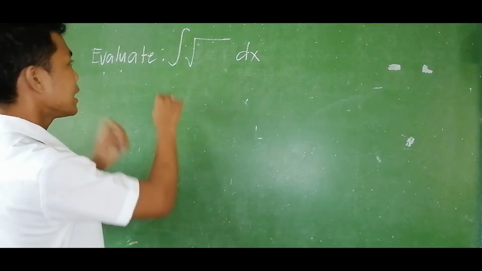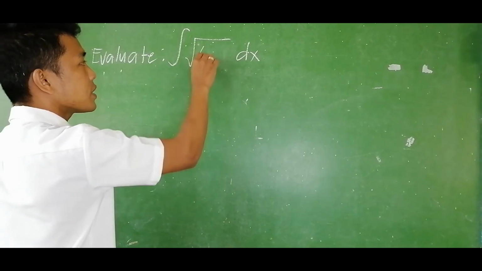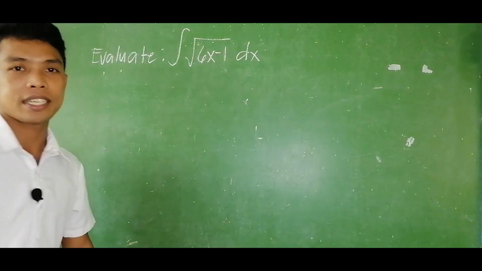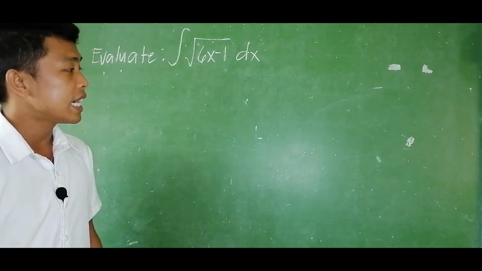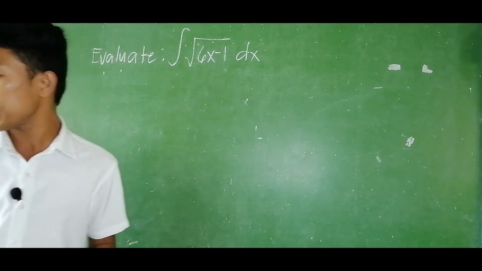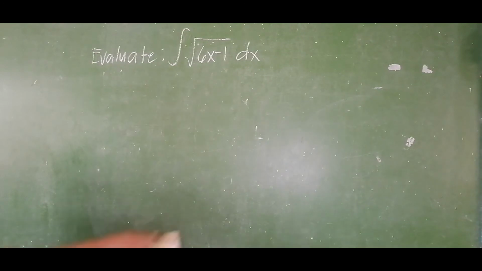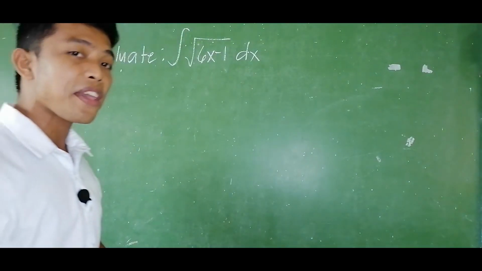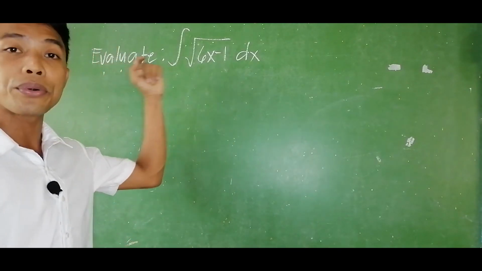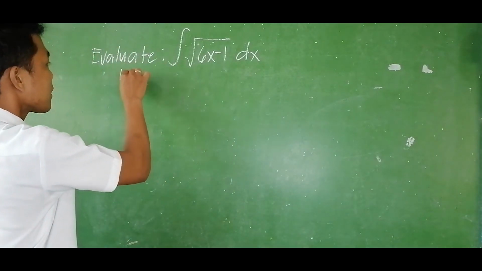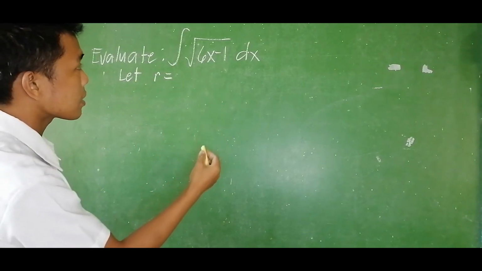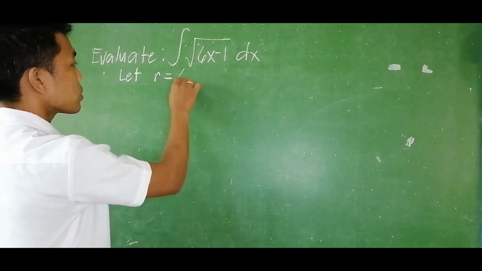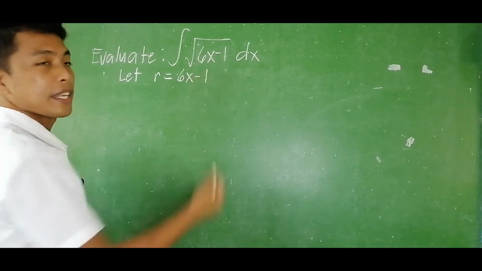Suppose we are given the integral of the square root of 6x minus 1 with respect to x. Again, as we have discussed a while ago, we are going to apply the same process by using the substitution method. So, we are going to use one single variable to represent our radicand. Let's use r, and let r be equal to 6x minus 1.